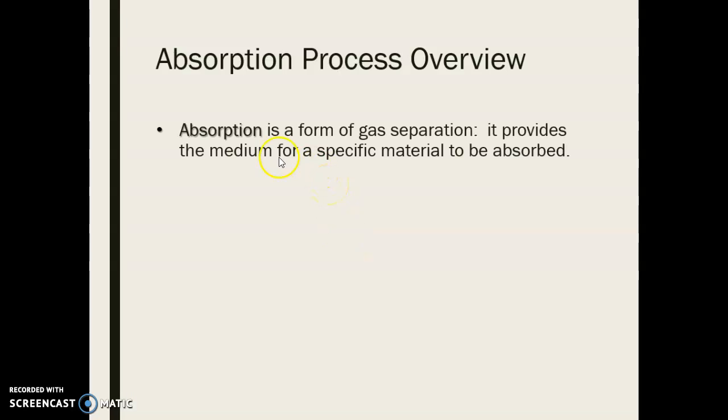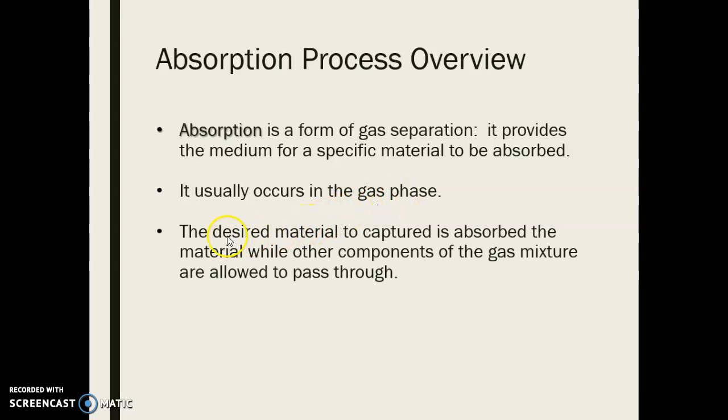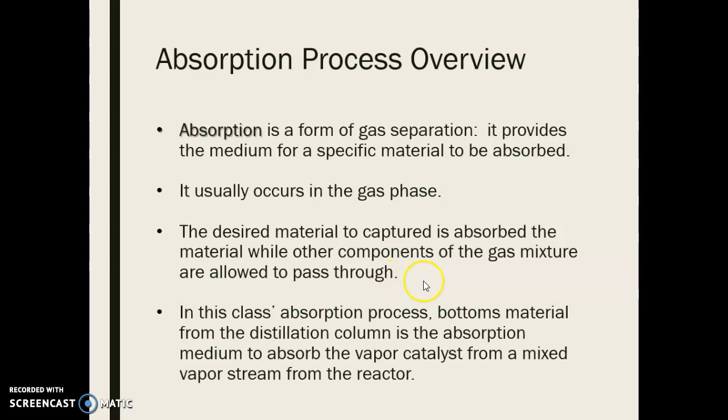All right. So absorption is a form of gas separation. It provides the medium for a specific material to be absorbed. It usually occurs in the gas phase. The desired material to be captured is absorbed by the medium while the other components of the gas mixture are allowed to pass through. So in this class of the absorption process, the bottoms material from the distillation column is the absorption medium to absorb the vapor catalyst from a mixed vapor stream from the reactor.